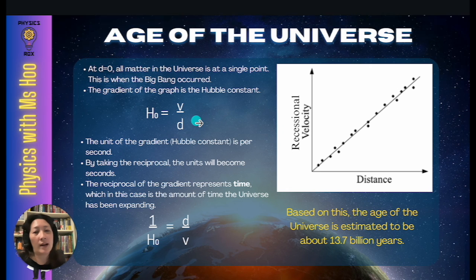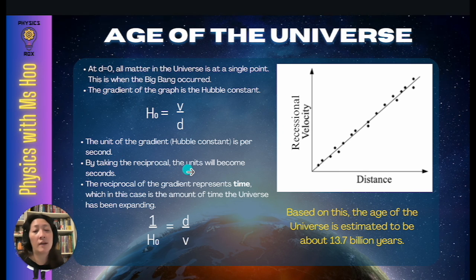Now, based on the equation where the Hubble constant is equal to the recessional velocity over distance, or H0 equals v over d in symbols, we can see from the graph that the gradient of the graph is the Hubble constant. We also know that the unit of the gradient, which is the Hubble constant, is per second. So if we take the reciprocal, which means 1 over H0, this makes the unit become seconds. So if the unit was per second, you flip it, it becomes seconds.